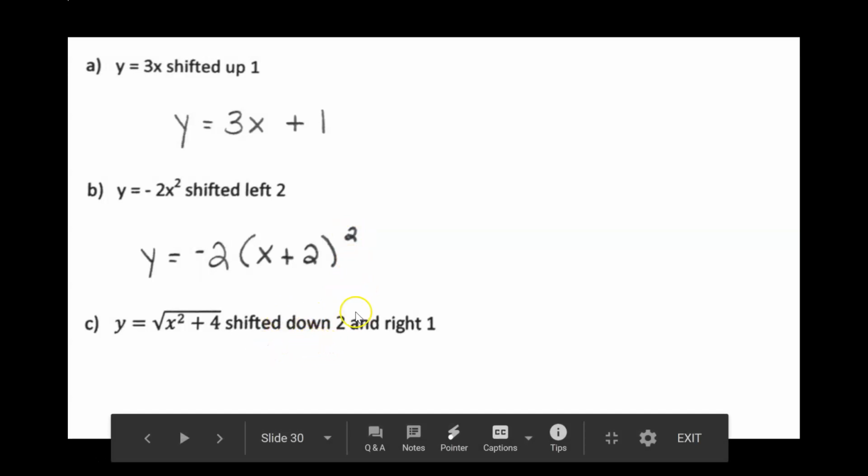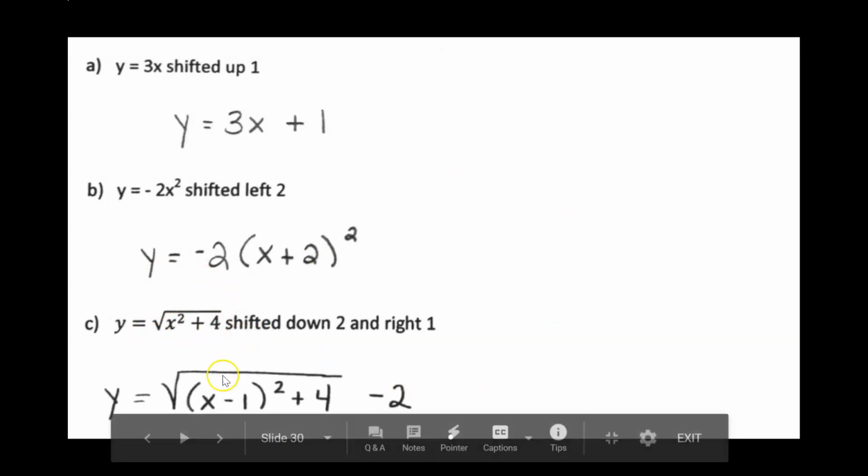This one needs 2 things: shift it down and shift it to the right. If I'm shifting to the right, it goes on the inside with this square root. I'm in the square, so we put this in parentheses. If I'm shifting down, it goes on the outside of this whole thing. So looking at here, we have x minus 1 in parentheses. That means it went to the right 1 time. Squared plus 4, and then now I need to shift it down 2. So the -2 goes on the outside. It does not go underneath the square root. It goes away from the whole function itself, -2 outside by itself.